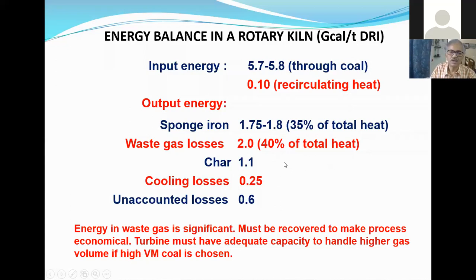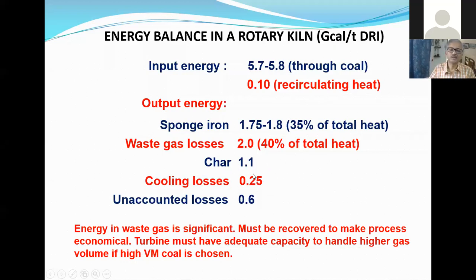And the char content: all the coal that you give with the iron ore at the input does not get utilized, because after the volatile is removed, it forms the char. A lot of char comes out at the exit, and the char contains a lot of energy because it is pure carbon. So 1.1 gigacalorie per ton of DRI, that is the energy in the char content. So char also has to be utilized properly.